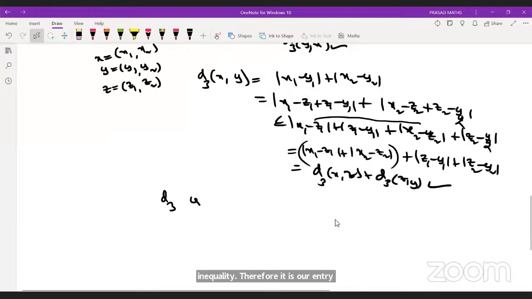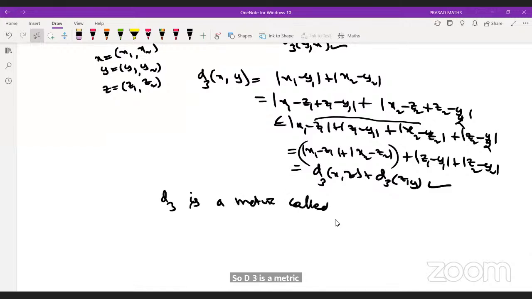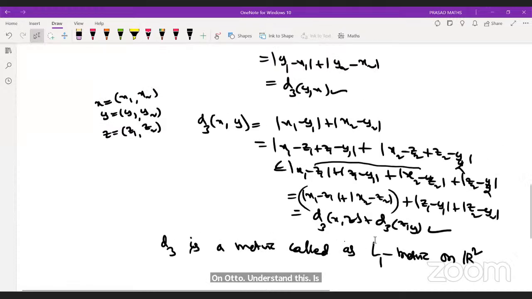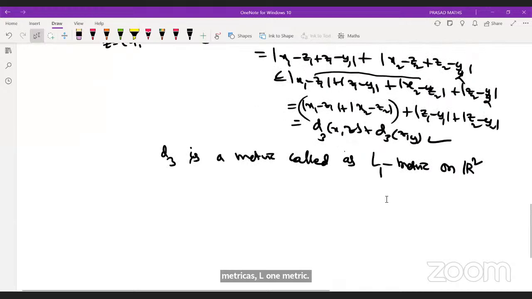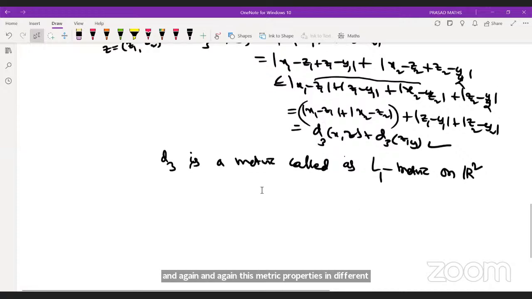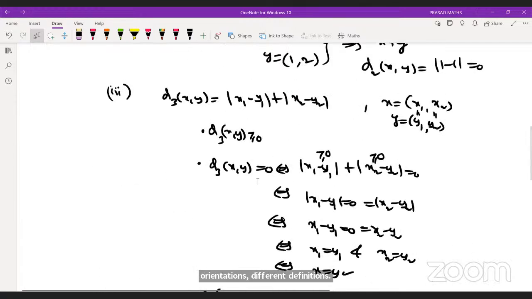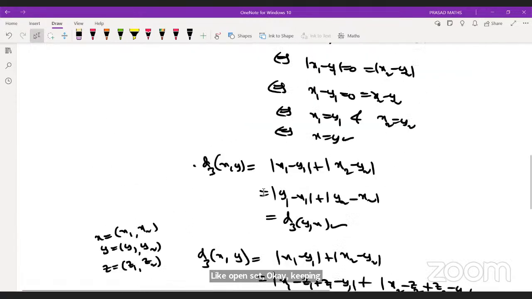So d3 is a metric. This is called the L1 metric on R2. Understand this? This is a metric. We can call this metric the L1 metric. So it is a very standard metric actually. In fact, every metric is very, very important because we are going to read these metric properties again and again in different orientations, different definitions, like open set, closed set. Right? Keep this in mind.